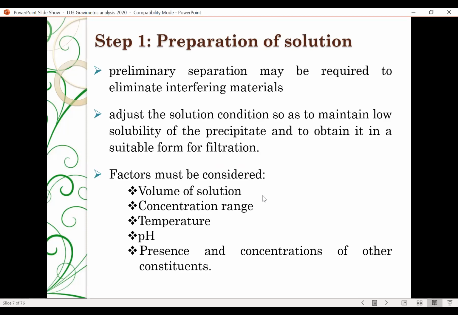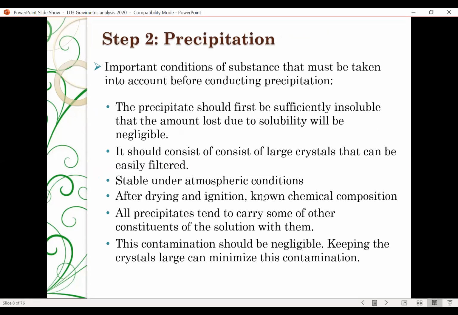These are the factors that must be considered: first, the volume of the solution, the concentration range of the solution, temperature, pH of the solution, and the presence and concentrations of other constituents. The presence and concentrations of other constituents means the contaminants or the interference in the solution. These are important conditions of a substance that must be taken into account before conducting precipitation.